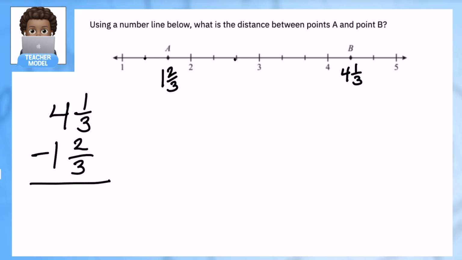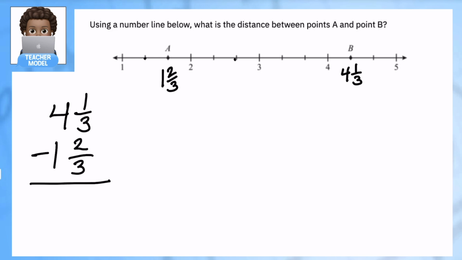For fractions, especially for subtraction, I like stacking them because it's easy for me to see, do I have enough? Now, luckily, these are like fractions, so I don't have to do any work there. But I like to look and say, do I have enough? And I have enough to subtract here, but I do not have enough to subtract here. So what could I do?